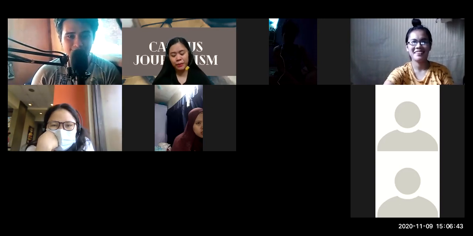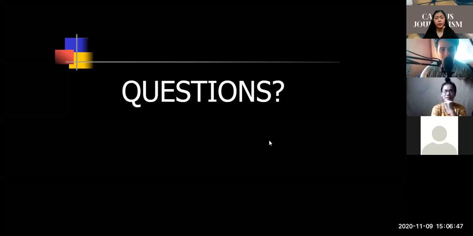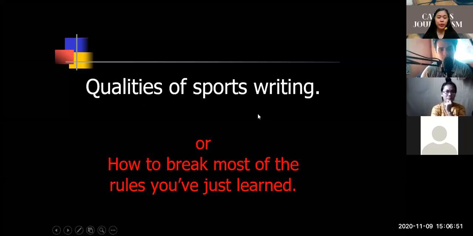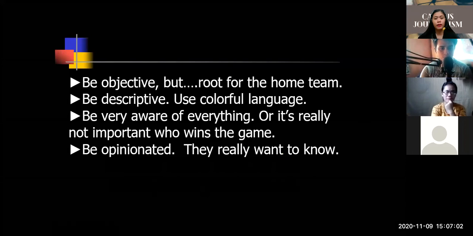Okay, so let's proceed. Now that we have reviewed the basics of sports writing, we now proceed to the qualities of sports writing, or how to break most of the rules that you've just learned so far. Okay, so these are just the tips that you might want to consider when writing your sports article. The first one is be objective, but root for the hometown.